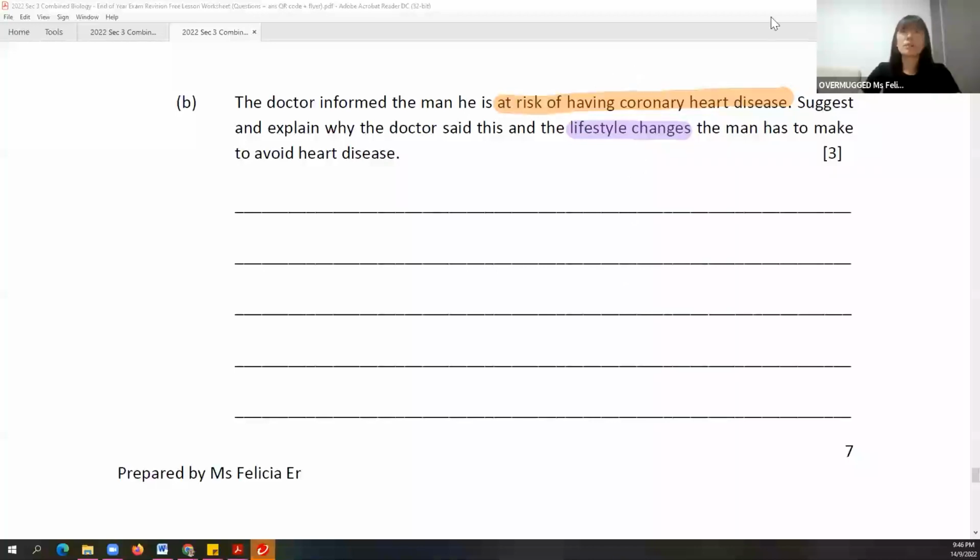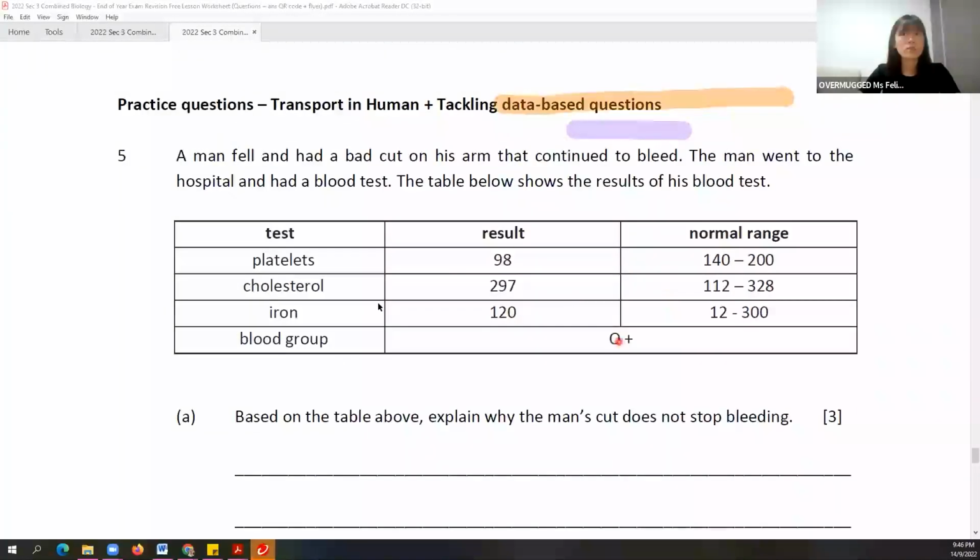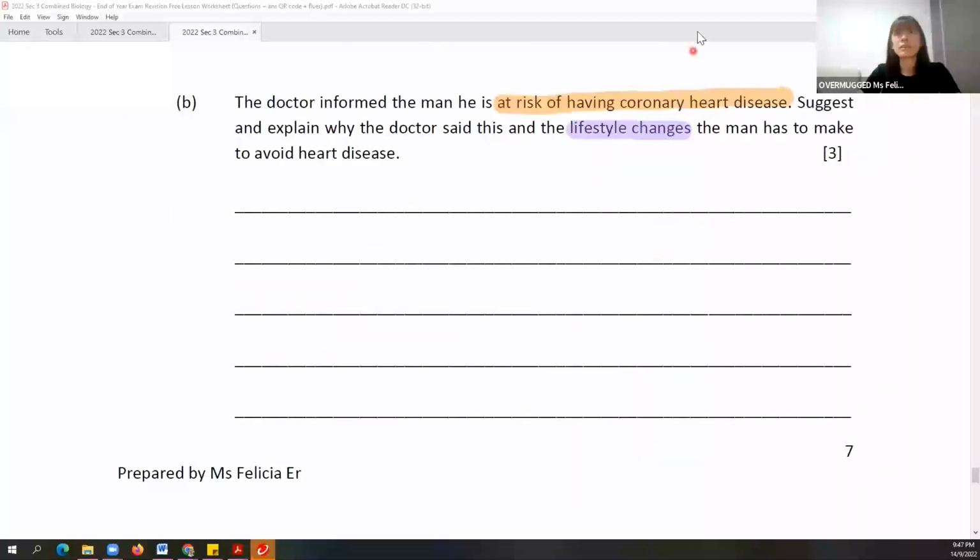So based on the table above, are we able to tell why he is likely to have heart attack? So which test result shows that he's at risk of heart attack? Can I have an answer? Why is he at risk of heart attack? Which test result shows you that he's at risk of heart attack? So heart attack is caused by, very good. Yeah, it is the cholesterol. Do you realize cholesterol is reaching the upper limit? Yeah, that's why this shows that he's at risk of the coronary heart disease. So let's write it down. It's because of the cholesterol.